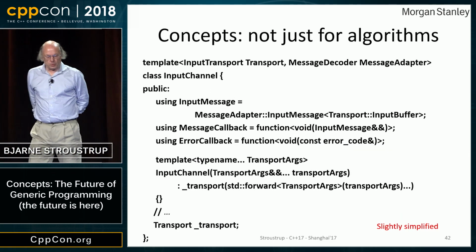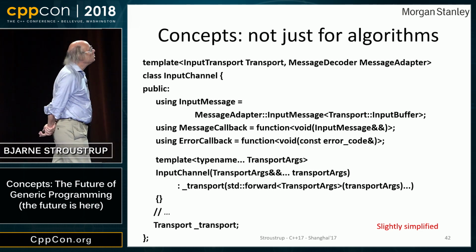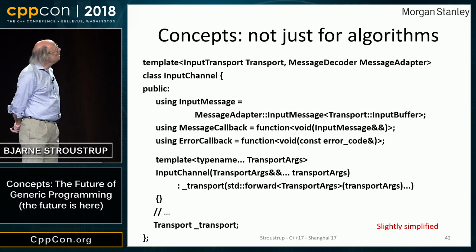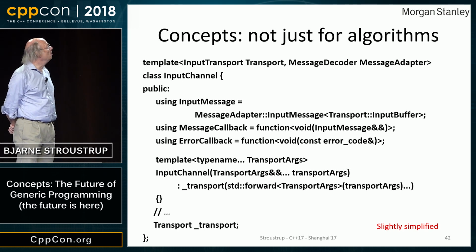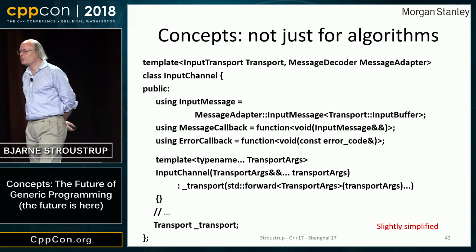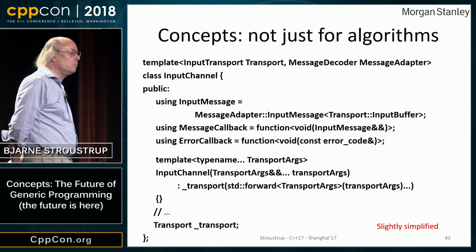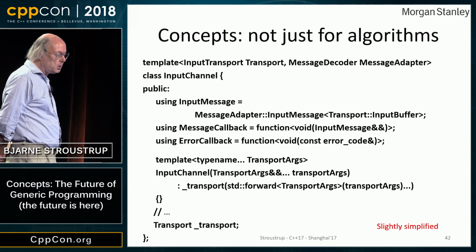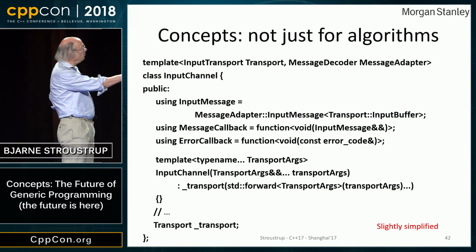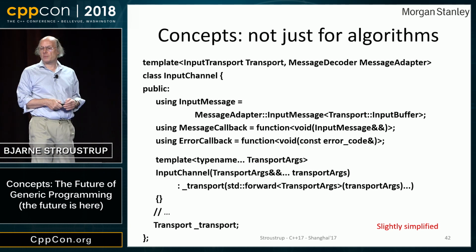It's not just for algorithms. Here's a piece of code which happens to be a very minor simplification of some real code. It is an input channel. It takes some transport and a message decoder. What's an input transport? Well, that's a concept that says what it is. And what's a message decoder? There's a concept that says what it is, basically saying what you can do to them. And then you build up some context, and then you have a variadic template here that is used to initialize the representation of the transport.